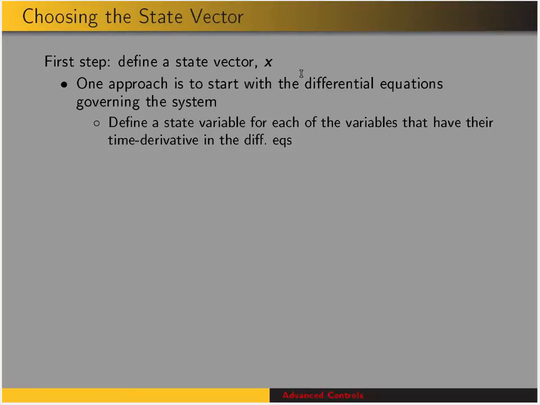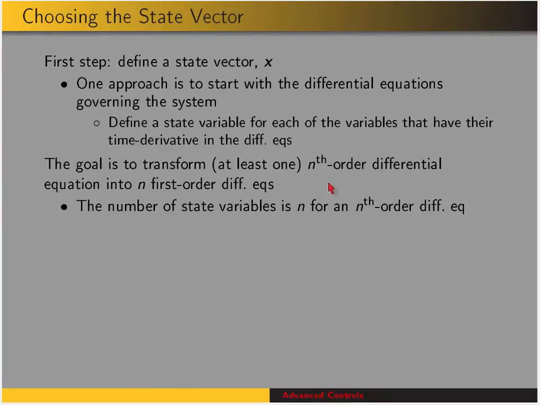And so if it was an electrical system, we could use Kirchhoff's voltage law to get the differential equations. And we're going to choose state variables from those equations. And each state variable is going to be one of the variables that has a time derivative in the differential equation. So we'll look at the differential equation, the variables with time derivatives, and those will decide what our state variables are.